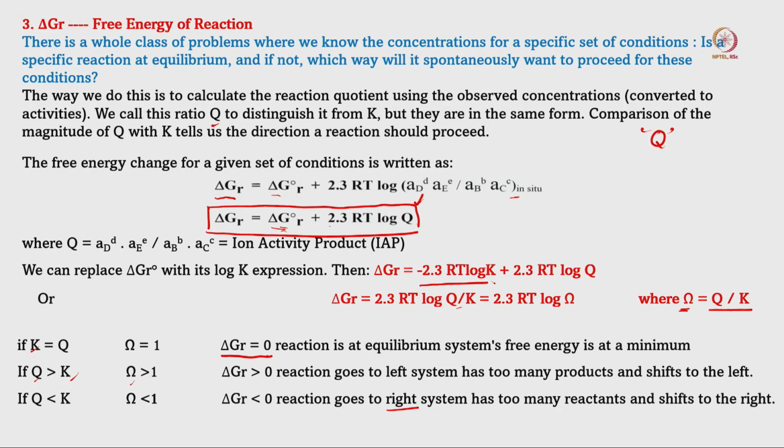Okay, do you understand this? Whether a reaction is going to move in the forward direction or in the backward direction depends on this. So, you need to calculate the delta Gr. From the delta Gr value, you are going to say whether it is a forward reaction, a backward reaction, or whether the reaction is at equilibrium.